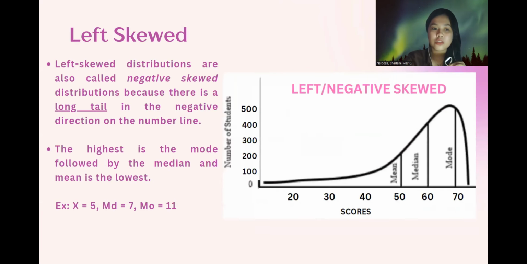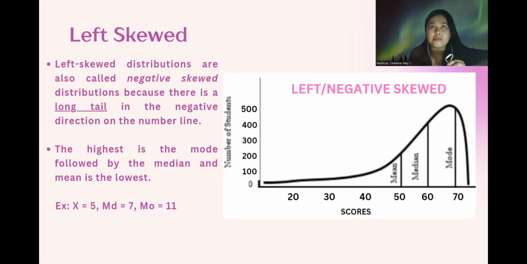Okay, so let's go to the left skew. Left skew distributions are also called negative skew distributions because there is a long tail in the negative direction of the number line. It's the same as the right side, but on the left side we call this left skewed because the tail is longer to the left side. The important thing that we need to understand in the left skewed is that the highest is the mode, followed by the median, and the mean is the lowest.